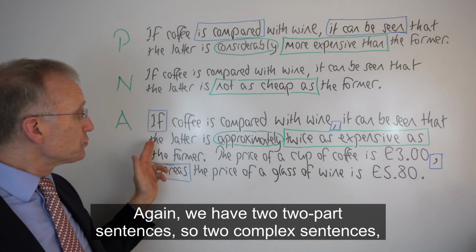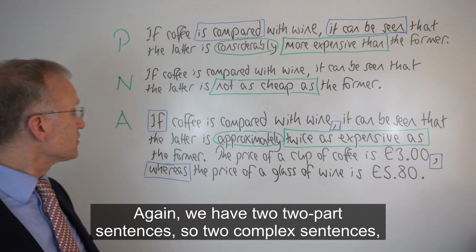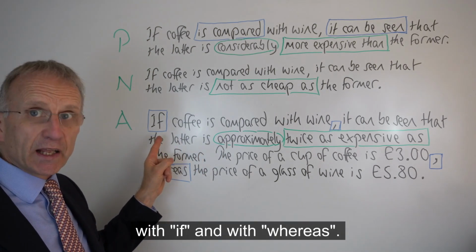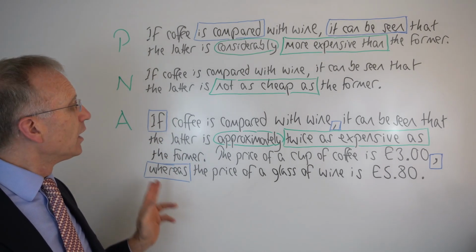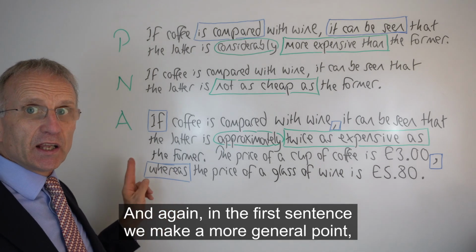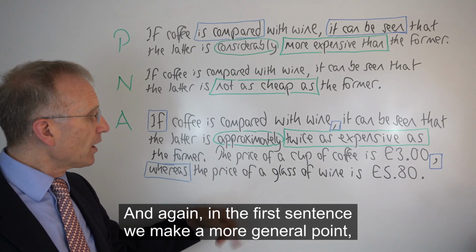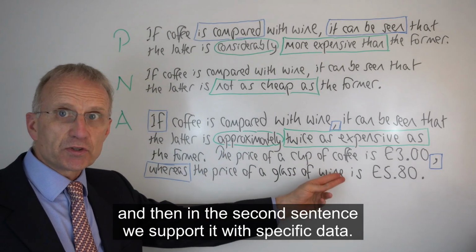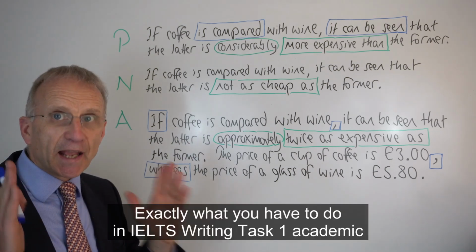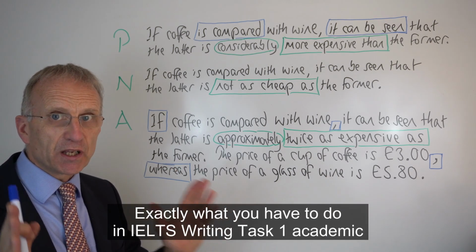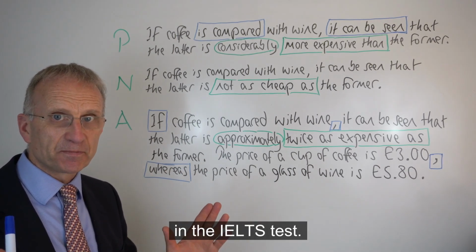Again, we have two-part sentences, so two complex sentences with if and with whereas. And again, in the first sentence we make a more general point, and then in the second sentence we support it with specific data. Exactly what you have to do in IELTS Writing Task 1 Academic in the IELTS test.